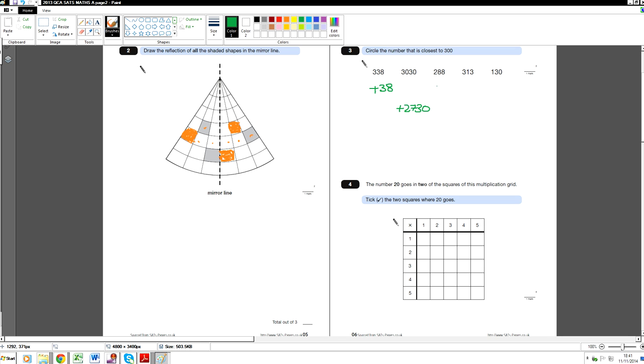288, how far is that from 300? So this one is actually 12 less. 313 is how many more? 13 more than 300.